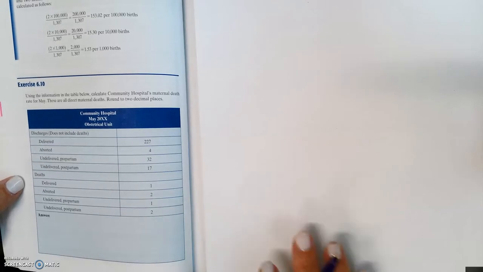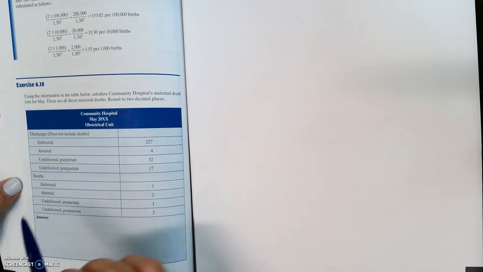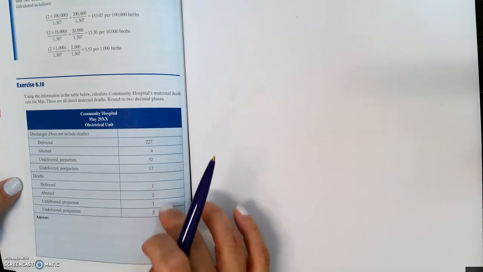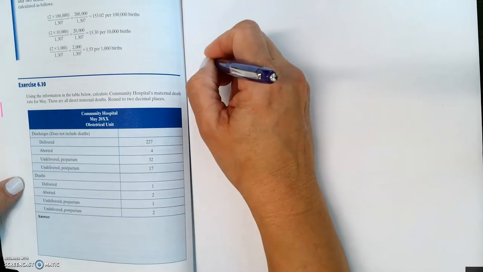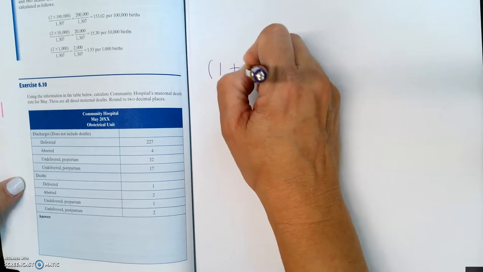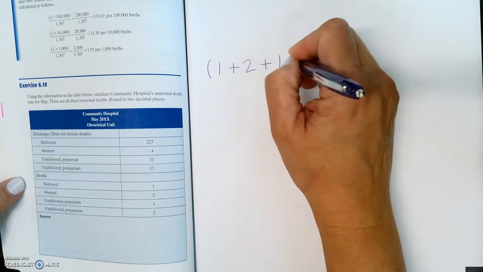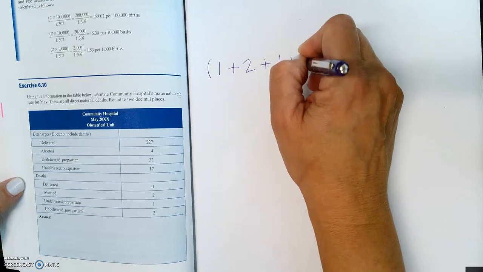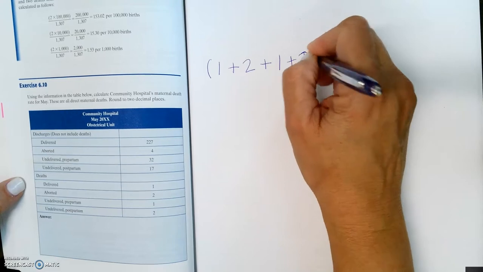All right, so we need the total number of direct maternal deaths. Our instructions said that these are all direct maternal deaths, so we're going to use every one of these. And you're going to see me write this out. So for all the deaths, we're going to use the 1 delivered plus the 2 aborted plus the 1 undelivered pre and the 2 undelivered post.